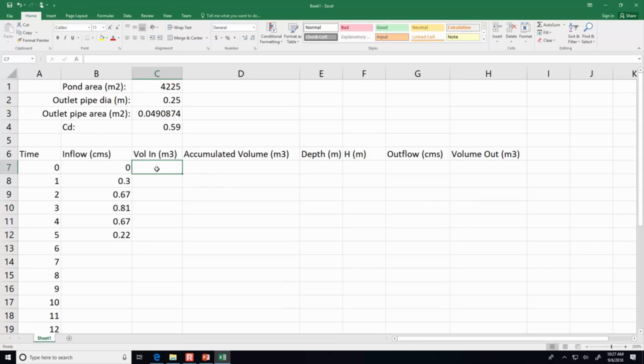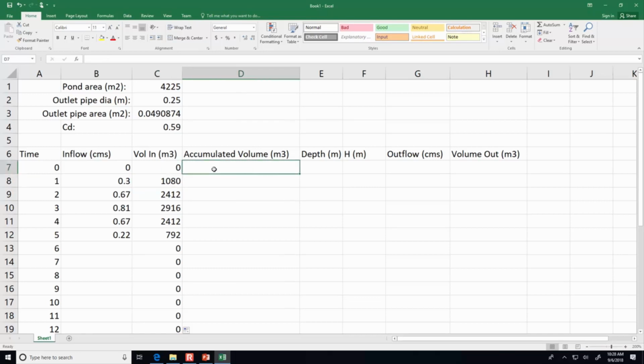So the volume in, V equals Q times the time. So it's equal to inflow times the number of seconds in an hour, 3,600. There's no volume in yet, but if I double-click that formula and have it go down through the rest of the spreadsheet, for instance, during hour 1, the flow is 0.3 cubic meters per second, and we multiply that by 3,600 seconds, and that tells us there are 1080 cubic meters that flowed into the reservoir during that time.